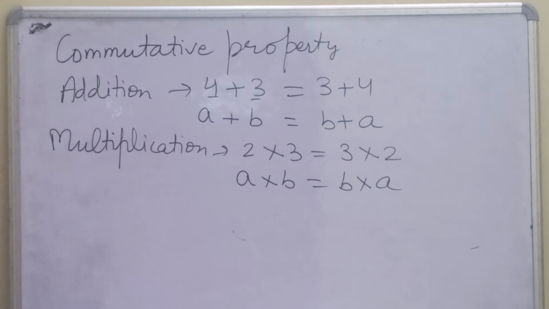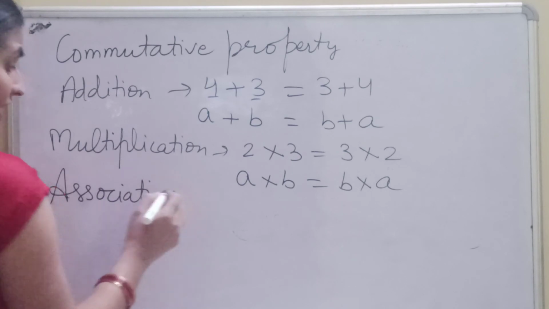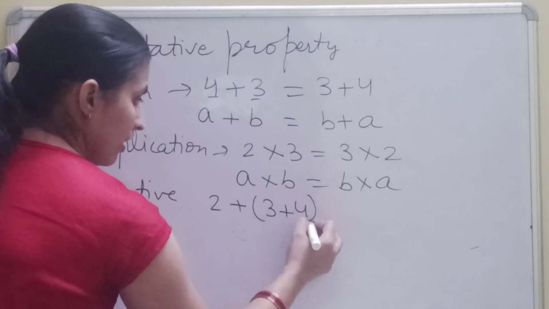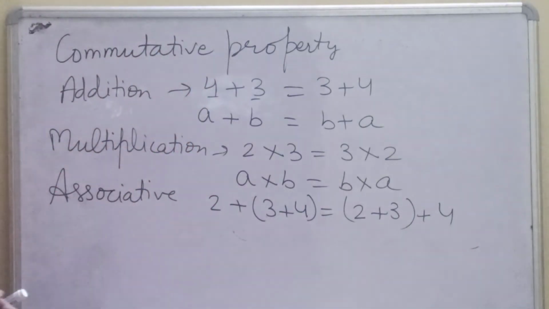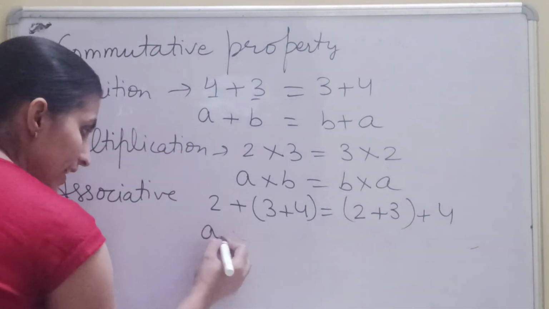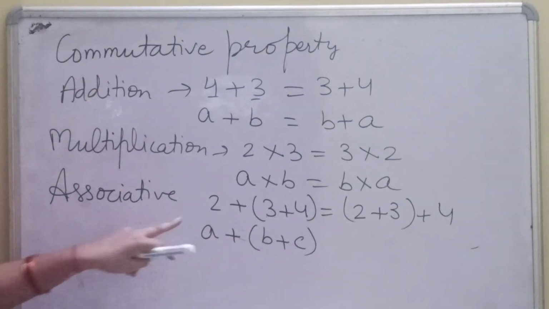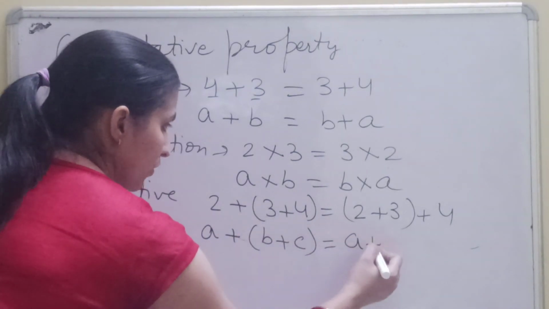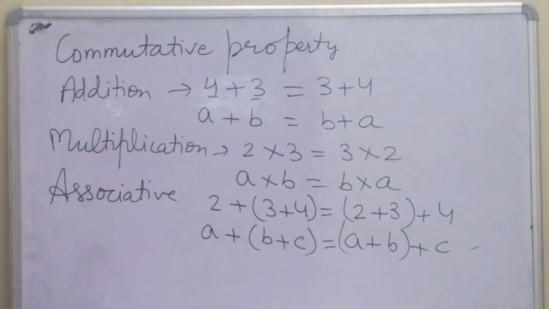Then if you have the associative property, what do we have in associative? 2 plus 3 plus 4 equals 2 plus 3 plus 4, grouped differently. If we take 2 as A, 3 as B and 4 as C, instead of these fixed numbers we now have variables. Then it should equal A plus B plus C. So this way we can represent the associative property also.